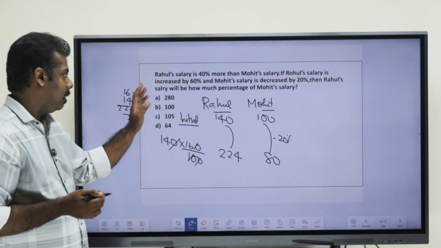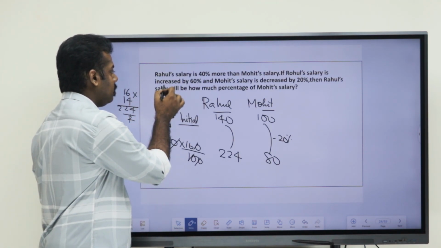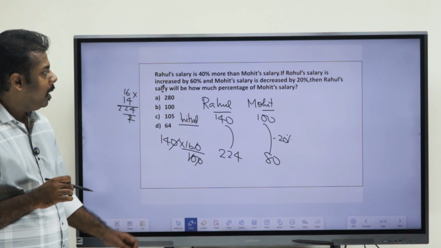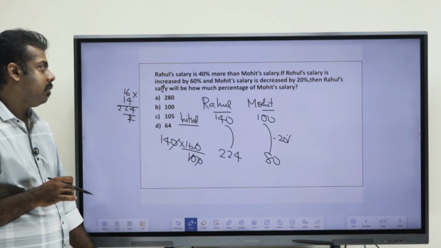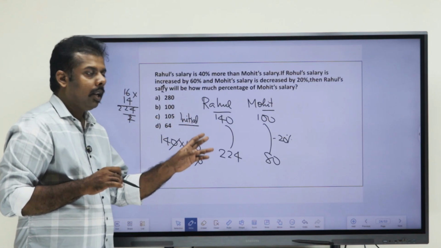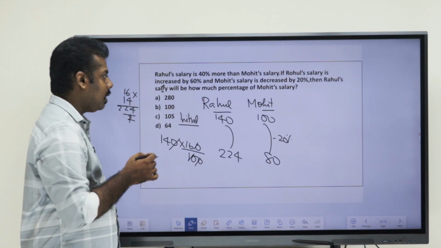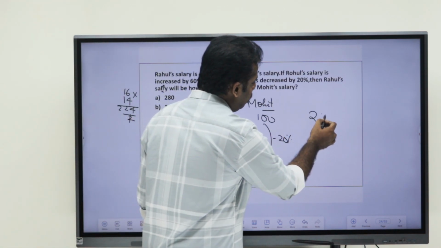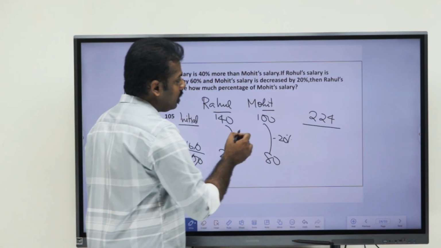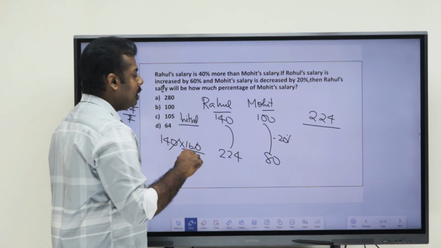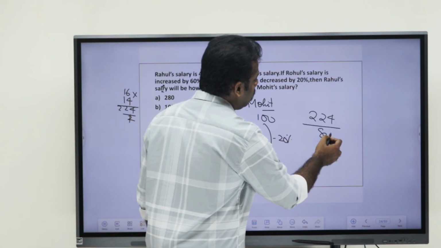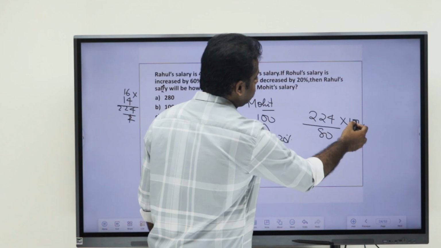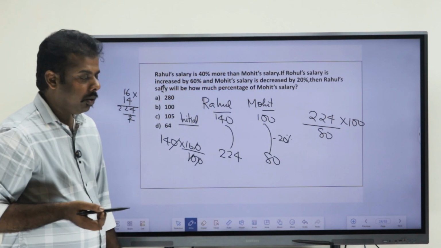Now, what is the final question? Rahul's salary will be how much percentage of Mohit's salary? So they have compared Rahul's salary with respect to Mohit. So Rahul's salary is 224. We are going to compare that salary with respect to Mohit. So place his salary, 80, in the denominator, into 100. Okay, now just solve the values.